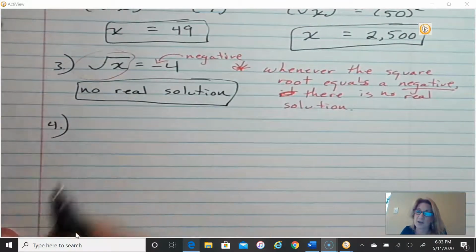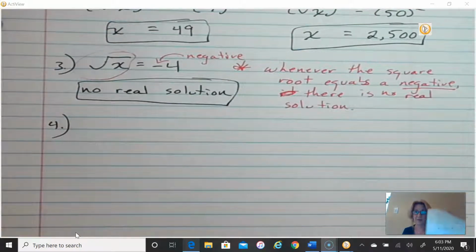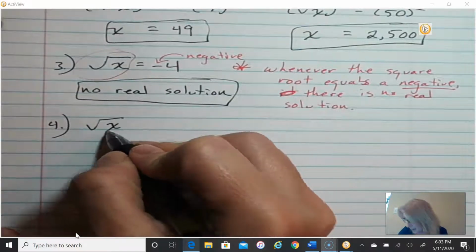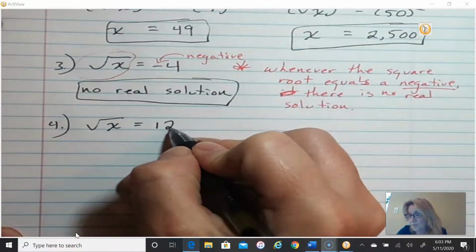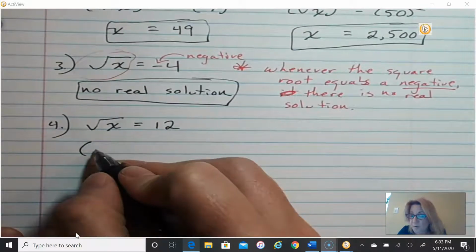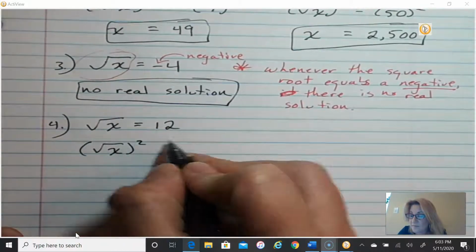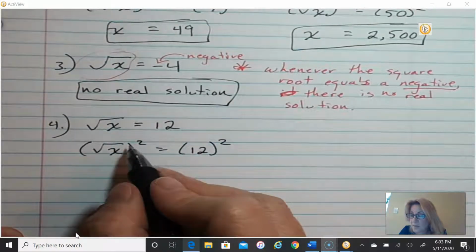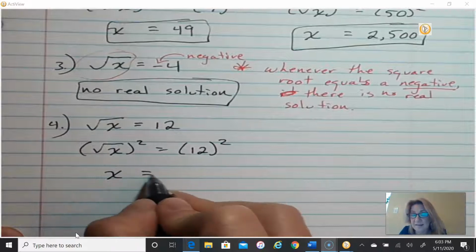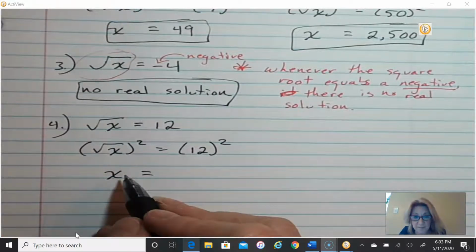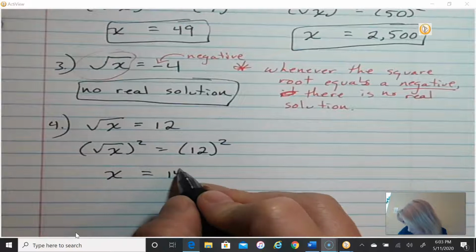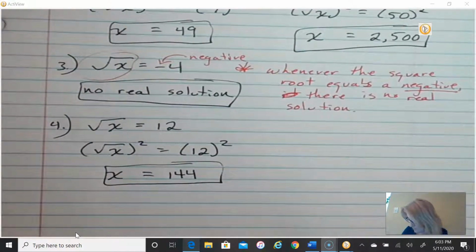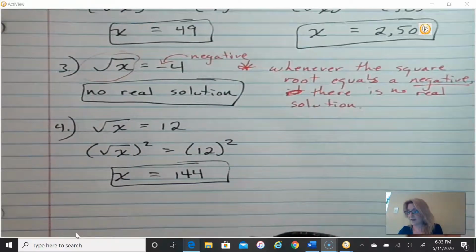And again, I've got 2 papers worth of examples to do, so don't stress. The square root of x equals 12. Okay, so we're going to square both sides. This now becomes just x because we took it out of the square root. 12 times 12 is 144.